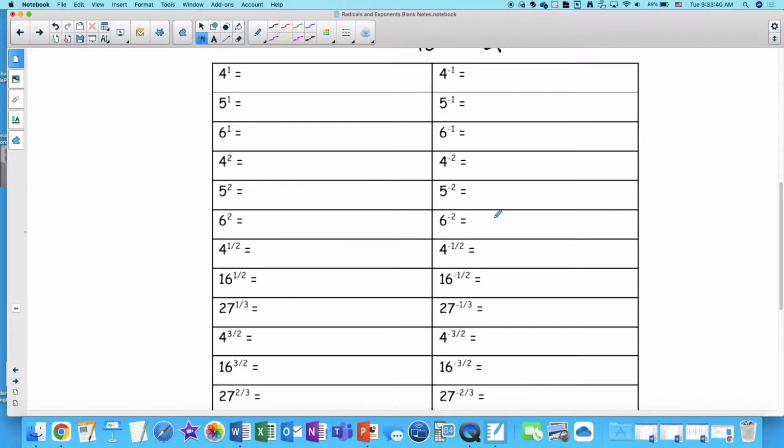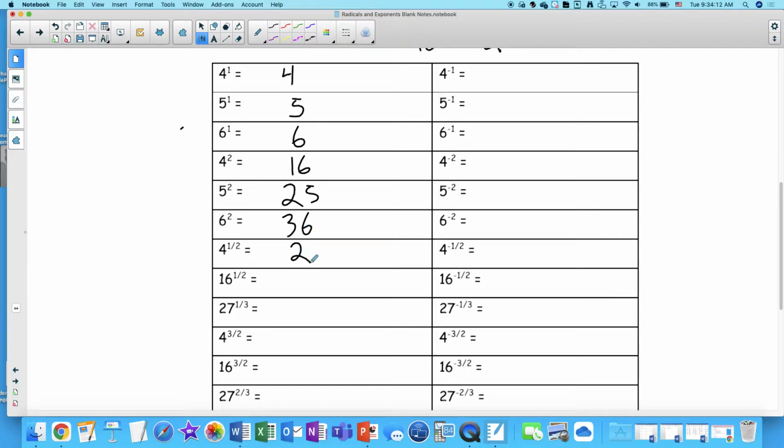Okay, 4 to the 1, what's the value? 4. 5 to the 1, 5. 6 to the 1, 6. 4 squared, 5 squared. Okay, so this is 16, 5 squared, 25, 6 squared, 36. What about 4 to the 1/2? 2, good. So you guys can do that in your head. It's the same as the square root of 4, so that's 2.